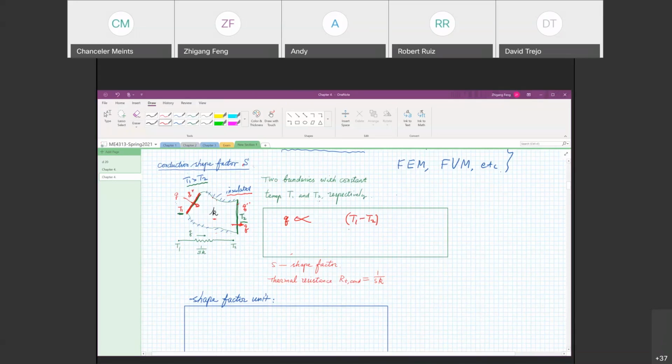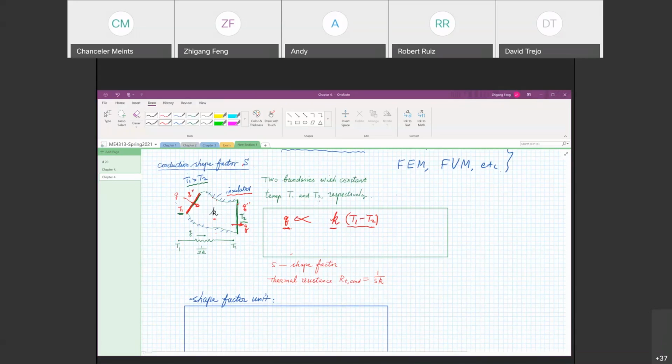In addition to the temperature difference, we also know if the thermal conductivity is higher, then heat will be easier to transfer. So it should be proportional to the thermal conductivity of the medium, K, as well. So we expect the heat transfer rate to be linearly proportional to K and the temperature difference. Okay? So that's based on the understanding of conduction.